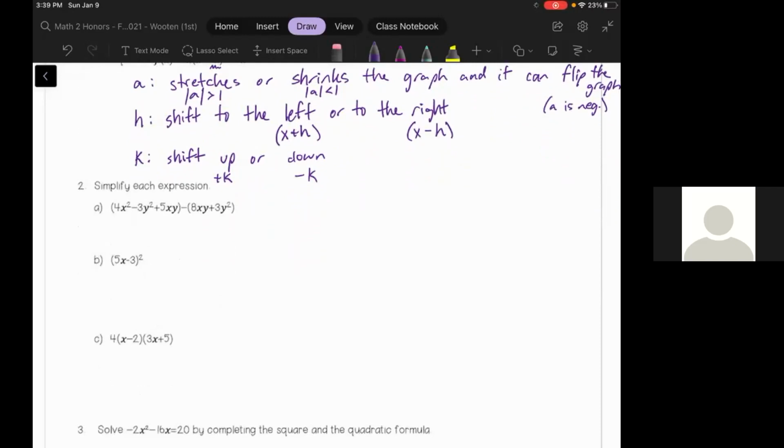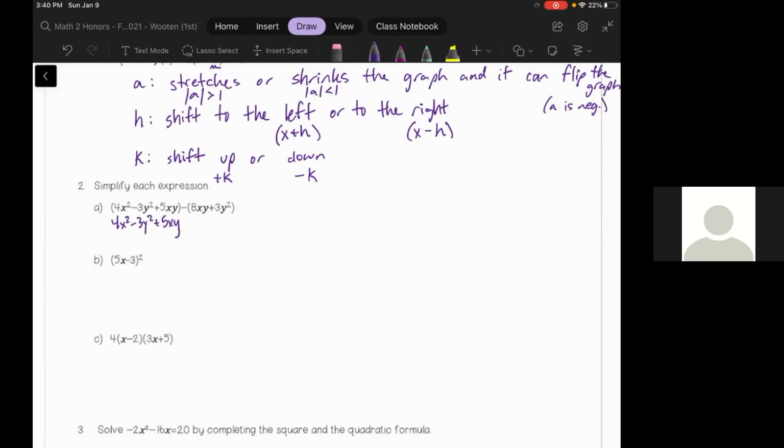So number 2 tells me to simplify each expression. Part A, we've got 4x squared minus 3y squared plus 5xy minus 8xy plus 3y squared. Notice there's 2 groups of terms here. And there's nothing really happening with that first group. There's no number in front or anything like that. So we can always just rewrite a group of terms that's just being added or subtracted to another group.